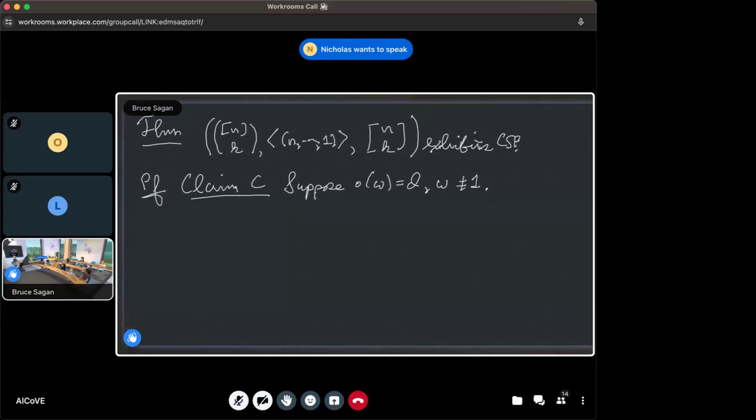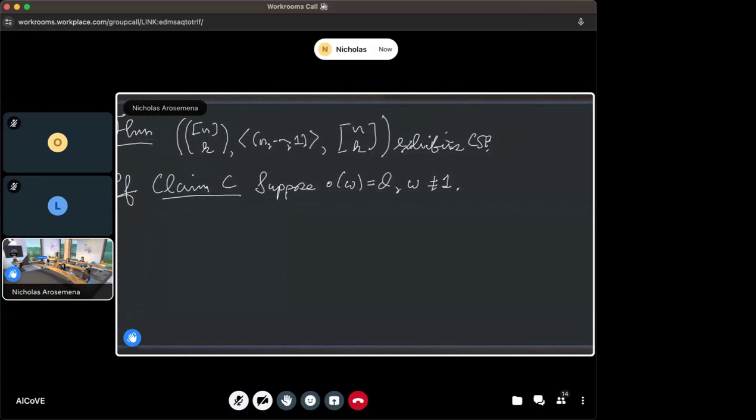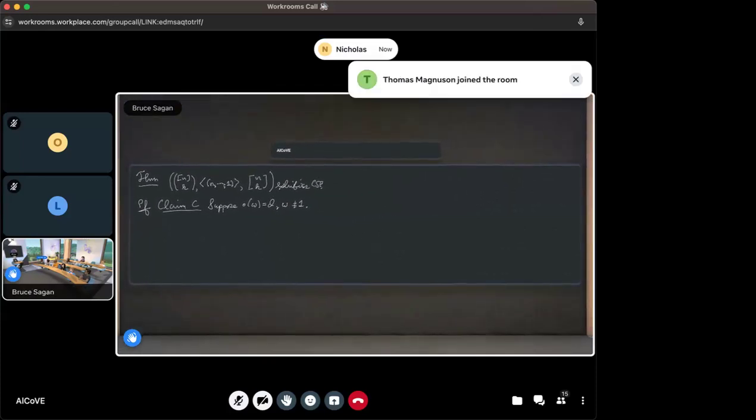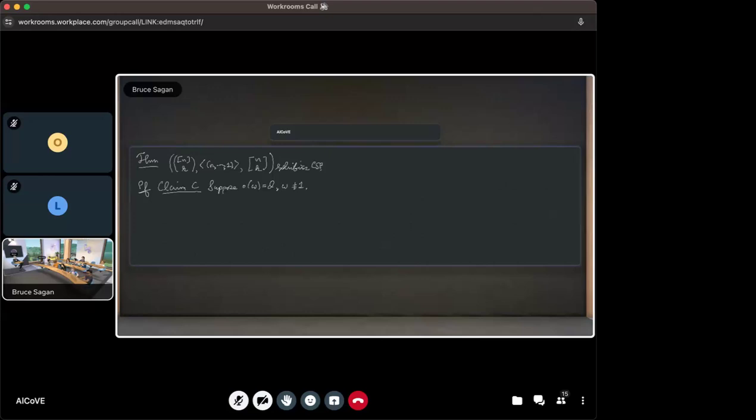Nicholas, do you mind if we add the little subscript Q to distinguish the polynomial just for writing it out? If you wish to do that, fine. Remember, I have this convention that I can either put in the subscript or not, as long as it's clear from context. And if it's not clear from context, just ask. Okay. Other questions?